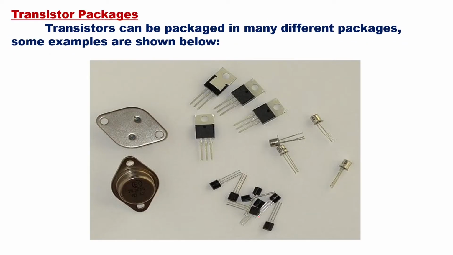Then here you can see some different packages, some examples of transistors. Everywhere you see there are three pins coming out, and those three pins decide that they are your emitter, base, and collector. Here you can see three pins, here three pins, here there are three pins. So wherever there are three pins, those are your emitter, base, and collector.